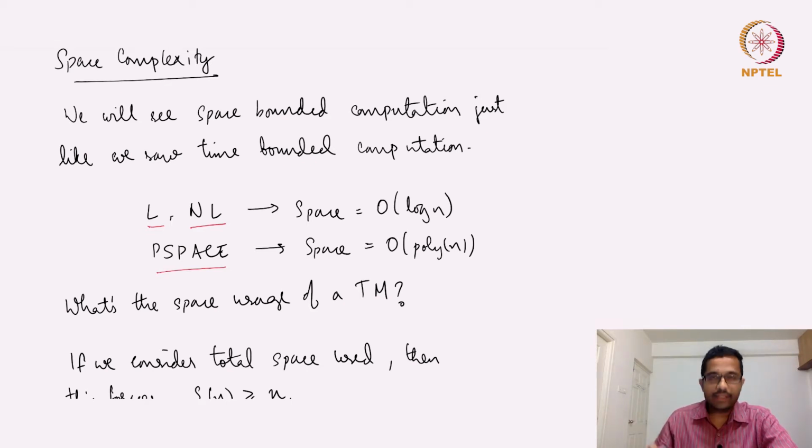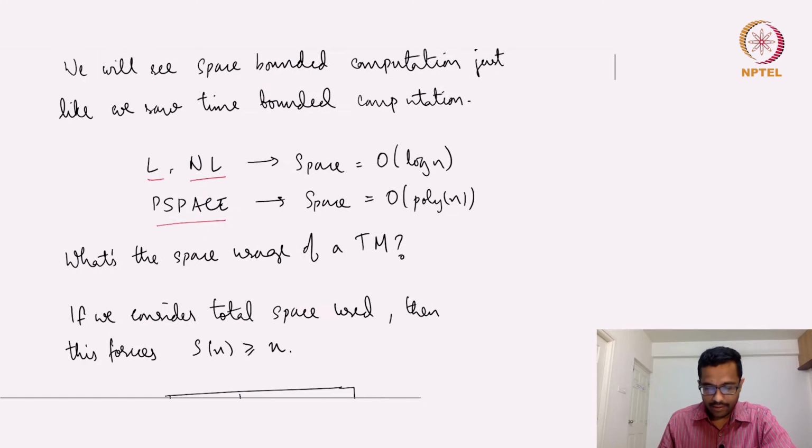Before getting into the actual nitty-gritties of what L, NL, PSPACE, etc. are, let's try to understand what it means when we say the space usage of a Turing machine. In the case of time, the usage is very clear because you just measure time in terms of the number of steps that a Turing machine takes to do a certain computation. What is the space usage? There is a bit of subtlety there.